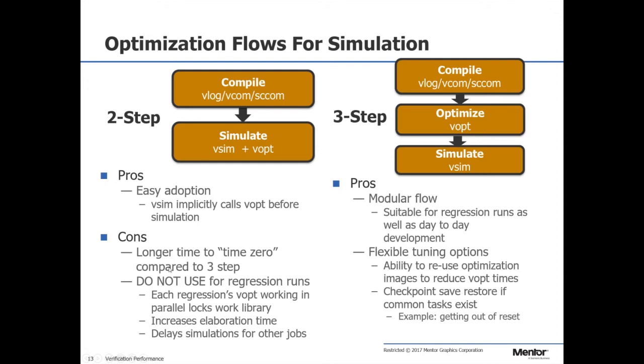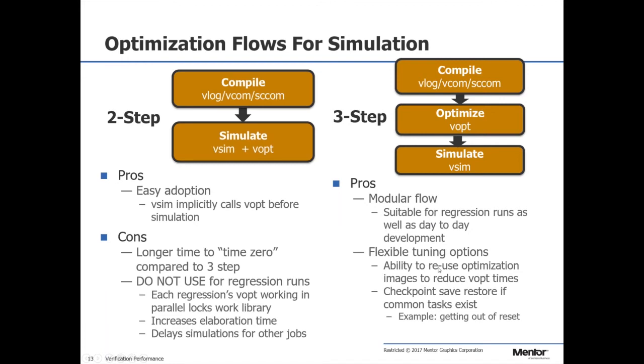And the other thing is you don't want to do this for regression runs, because if you're running a regression suite, you probably only want to optimize your design once, because you're running a whole bunch of different tests on the same DUT that is not changing. So let's do the optimization once and then run a bunch of simulations. So the three-step flow is that you do your vlog, vcoms, then you actually explicitly do a vopt, and then you do the vsim to run your simulations.